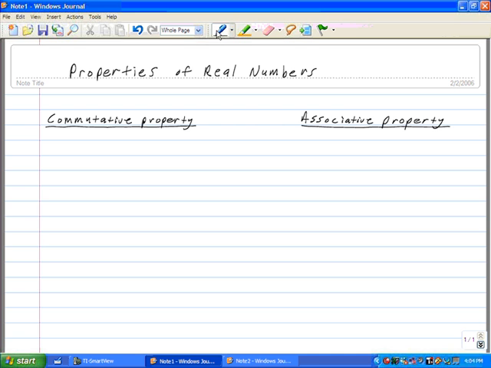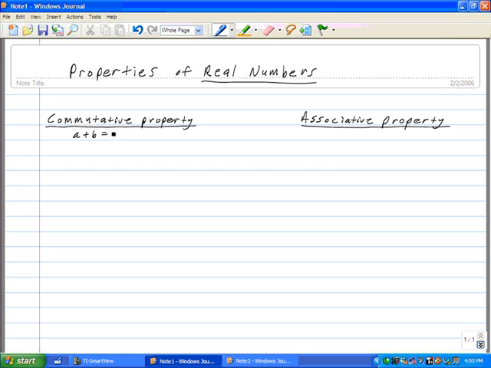In this lesson, I'm going to look at several different properties of the real number system. I want to emphasize from the beginning that these properties are only guaranteed to work with the real numbers. So if we were to move outside the real number system, we could no longer be sure that these properties would actually work.